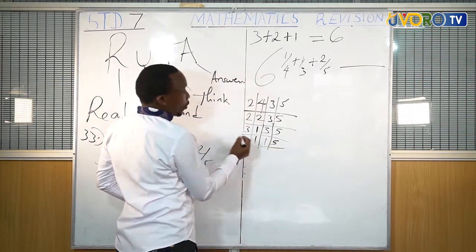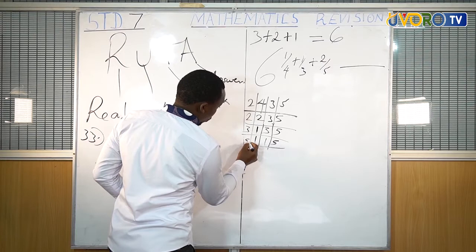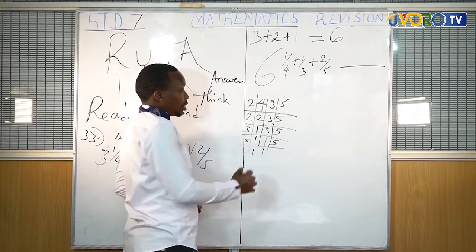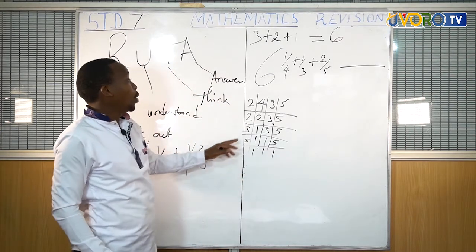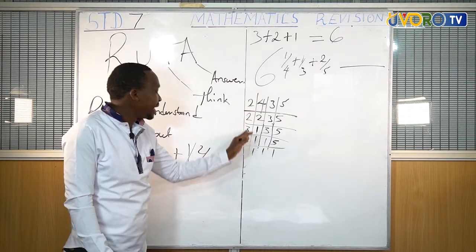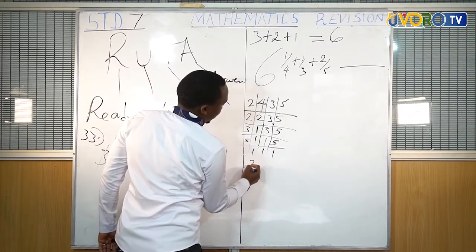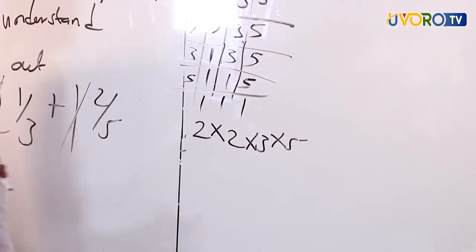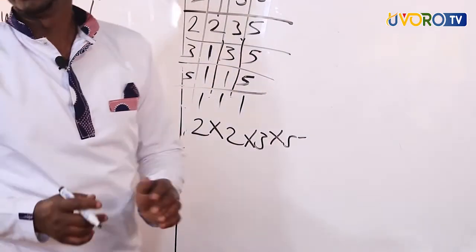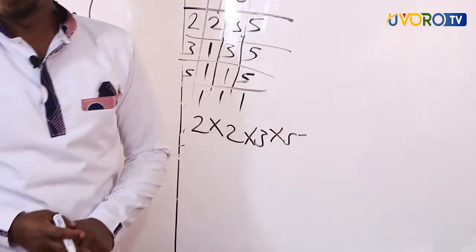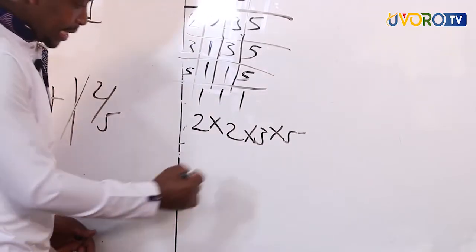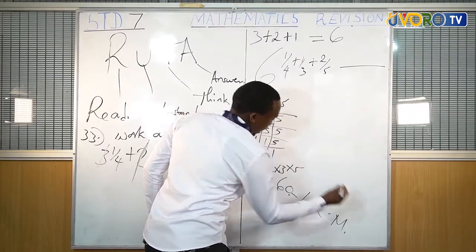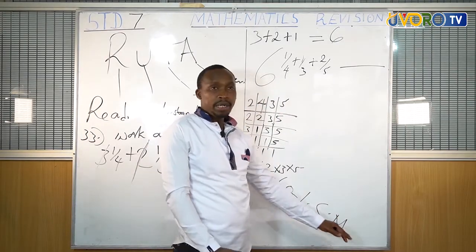Now, what do we put here? 5. Very good. 5 divided by what equals 1? We just drop the ones. 5 divided by what equals 5? 1. What do we do now? We multiply the numbers that we have written on this side. That is 2 times 2 times 3 times what? 5. 2 times 2, 4. 4 times 3, 12. 12 times 5, 60. Very good. Now, this one becomes our LCM. That is lowest common multiple.